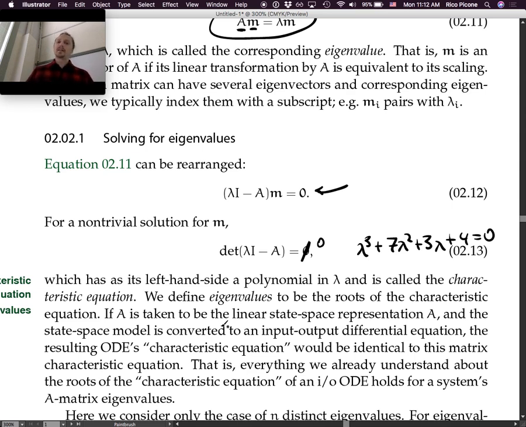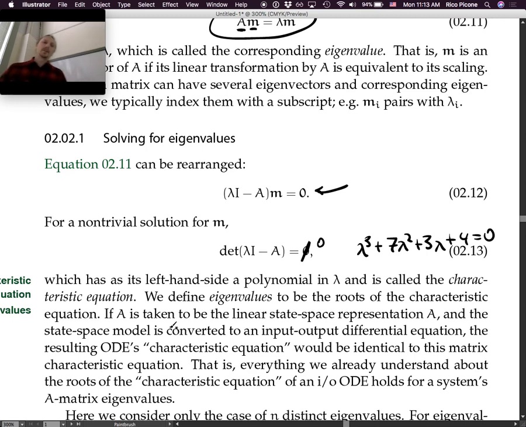So if A is taken to be the linear state space representation A, and the state space model is converted to an input-output differential equation, by procedures that we've discussed a little bit, the resulting ODE's characteristic equation would be identical to this matrix characteristic equation. So we called the ODE's characteristic equation the characteristic equation. And now we're calling this the characteristic equation. And you might think, it's two different things. Why are we calling two different things the same name? They're actually equal to each other.